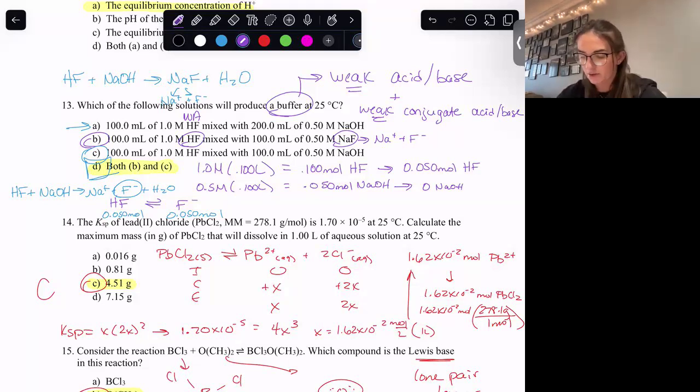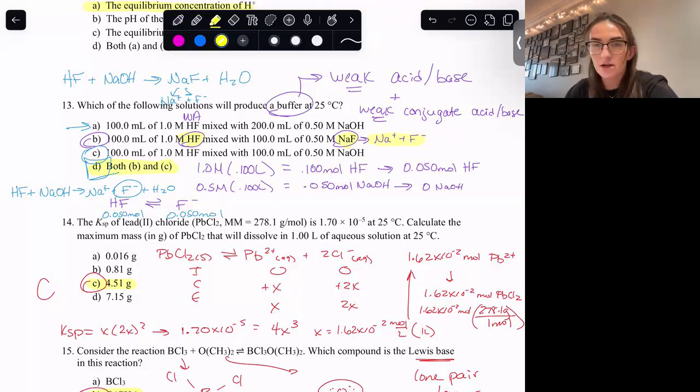So for these, we're looking for things that will produce a buffer. And we know that a buffer is going to be a weak acid or base, and then its weak conjugate acid or base. So if you see something where you have a weak acid and then a weak conjugate base, that'll automatically make a buffer. So in B, for example, we have HF, which is a weak acid, and we have NaF. NaF will dissociate into Na plus and F minus. That F minus is the weak conjugate base of HF. So automatically you know that B is going to make a buffer.